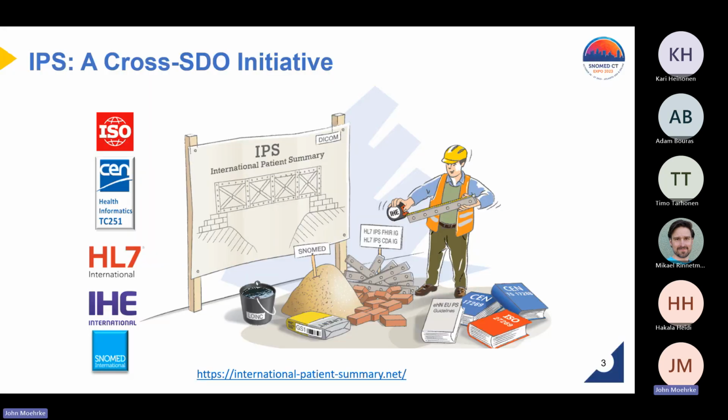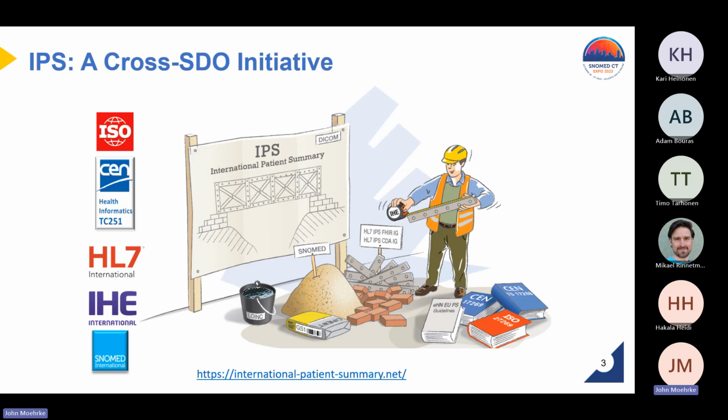So first up, IPS is a cross-SDO initiative. It is not the sole work of one standards organization. ISO and CEN, HL7, IHE, SNOMED, and there are some others that are related, but it's really an unprecedented collaboration. And each standards organization highlights its particular strengths. So CEN and ISO provide the specification that defines the data model and the IPS content. What is the need? What is the content that must be part of this? What are the optionalities that should be there?